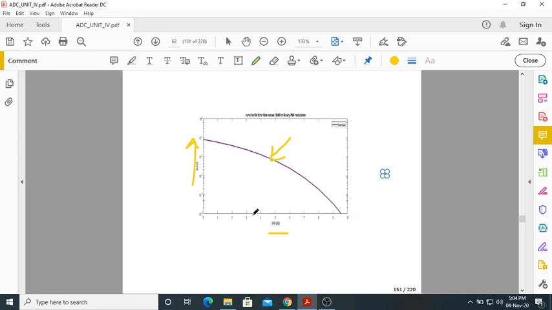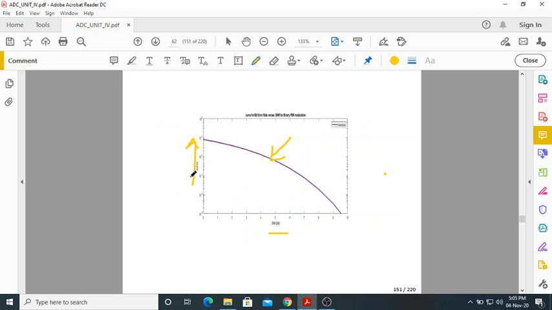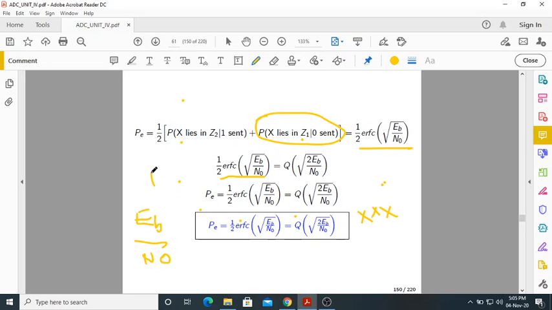What is the x-axis? SNR. What is the y-axis? Bit error rate. Remember that the probability of error is also called the bit error rate. Eb by N naught is also called SNR. Please make a note of this. The probability of error is also called BER, which stands for bit error rate.